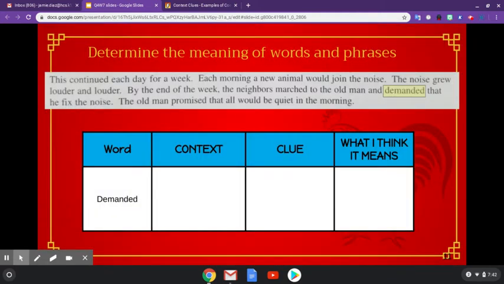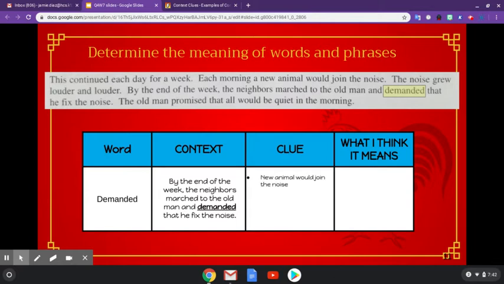Next word is demanded. How was it used in the context? By the end of the week, the neighbors marched to the old man and demanded that he fix the noise. What are the clues? A new animal could join the noise. Noise grew louder and louder, and they marched to the old man. Fix the noise. What do I think it means? A forceful statement that is saying that something must be done, and now.